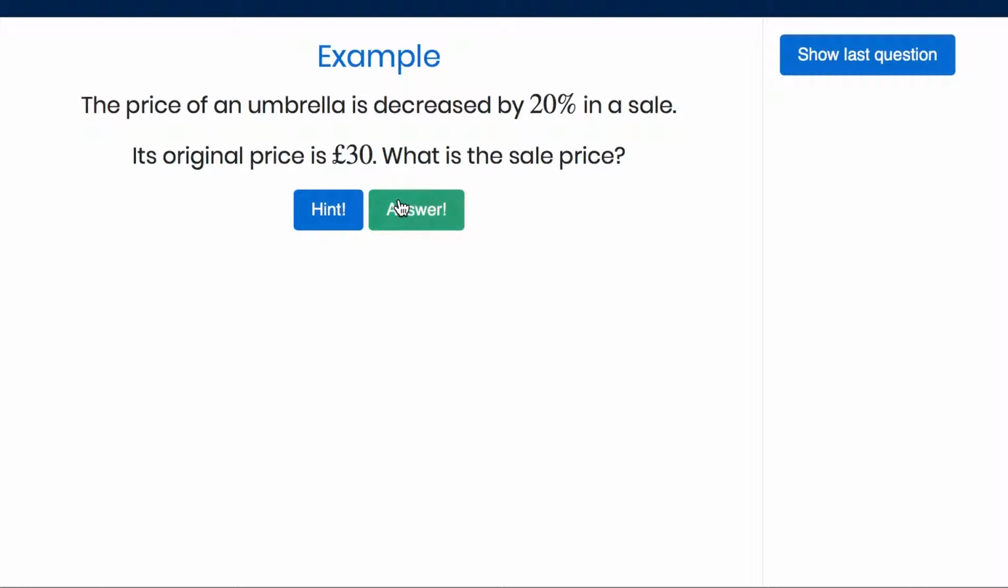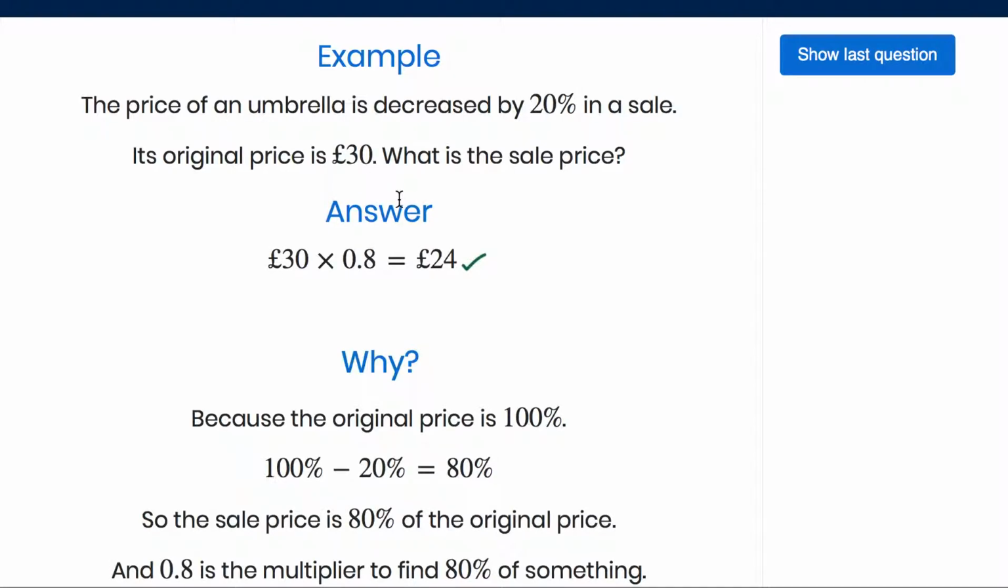Okay, so let's see the answer. Now to work out the final answer, you have to do £30 multiplied by 0.8, and that gets £24 as the answer when entered into a calculator. That is the sale price. Okay, all well and good, but why is this, you might be asking?